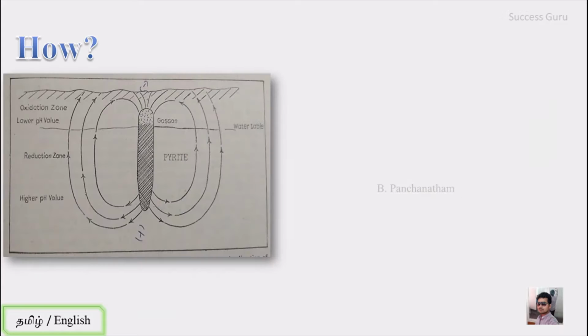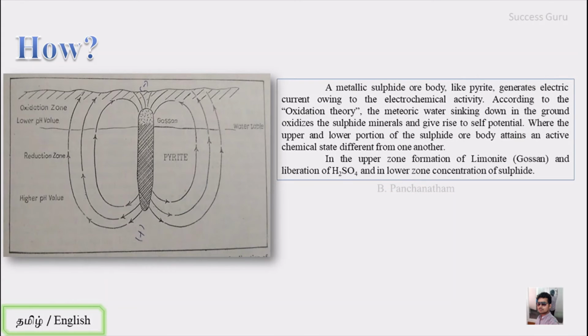So let us see how this works, that is, how the SP value is produced. For that there are two theories. Let us see one after the other. The first one is known as the oxidation theory, according to which, when an ore body is exposed on the surface and is extending downwards, the upper portion, appearing nearly above the groundwater level or near the ground surface, gets oxidized due to the presence of free oxygen.